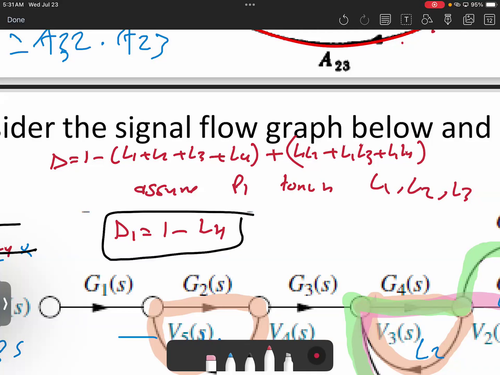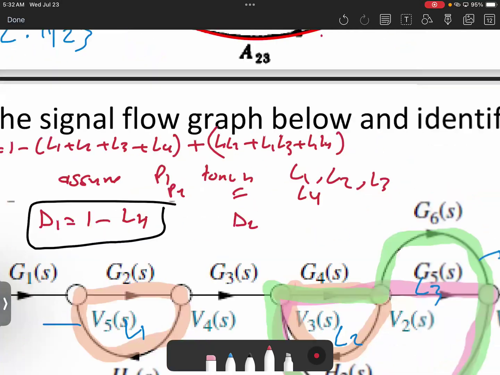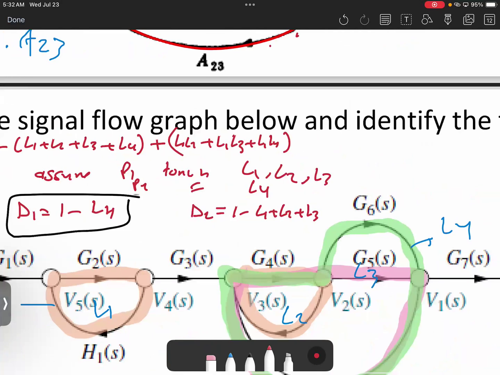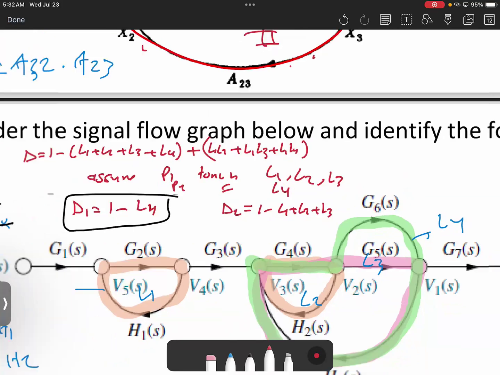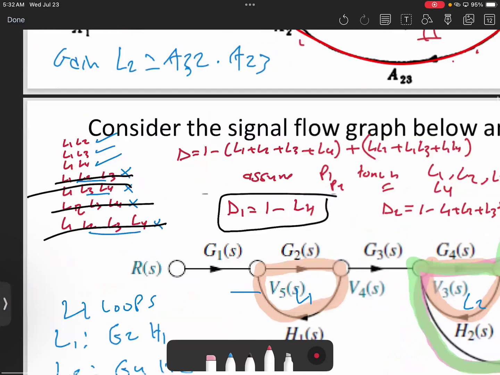Then if we assume the other case, delta 2, path 2 touches only L4. Therefore delta 2 will be 1 minus (L1 plus L2 plus L3). Anything with L4 will be 0. Plus L1L2 plus L1L3, while L1L4 will be 0 because L4 is 0. L2L3 are already touching, so we already neglected it.